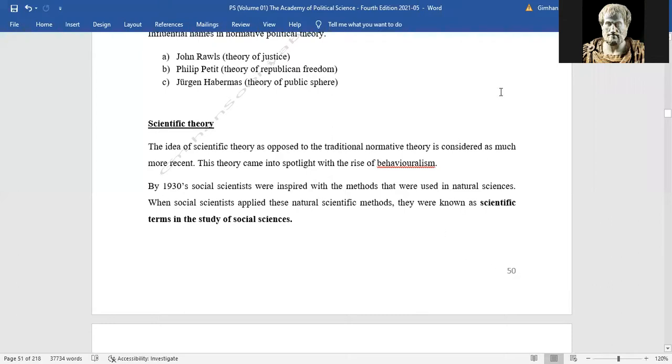Scientific theory. The idea of scientific theory, which is opposed to the traditional normative theory, is considered as much more recent. This theory came into the spotlight with the rise of behaviorism. By the 1930s, social scientists were inspired by the methods that were used in natural sciences. When social scientists applied these natural scientific methods, they were known as scientific terms in the study of social sciences.